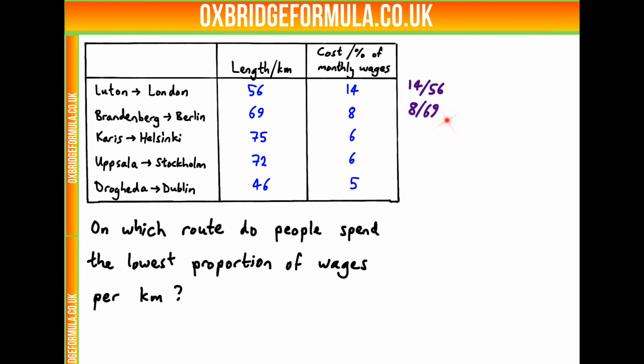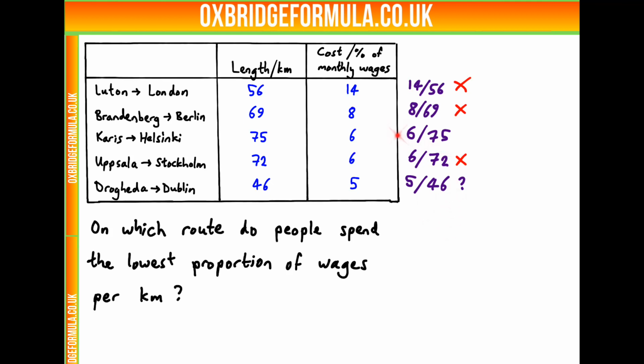Well, we can see 8 over 69 has a smaller numerator and a larger denominator. So we know it's definitely going to be a smaller proportion of wages, so we can get rid of this first one. Let's do the same thing with the next one down. 6 over 75 we know must be smaller than 8 over 69 because, again, a smaller numerator and a larger denominator. Let's keep going. 6 over 72 versus 6 over 75. So we know the one with the larger denominator will be the smaller one, so we can get rid of this. Then finally, we have 5 over 46.